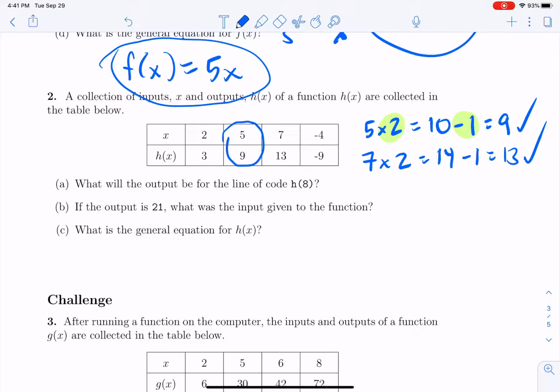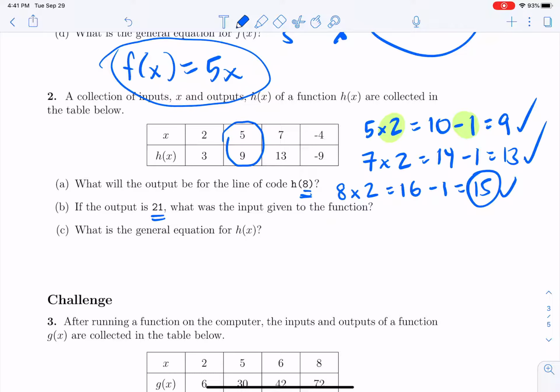Okay, so first, what will the output be for the line of code h of 8? Okay, so my input is 8. So if I follow my rule, it would be 8 times 2, which is 16, minus 1 is 15. So my output should be 15.